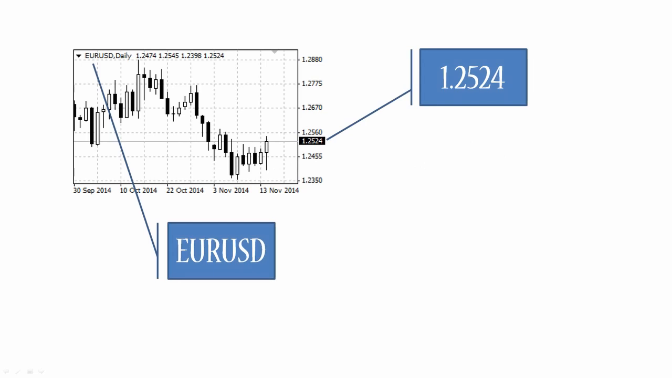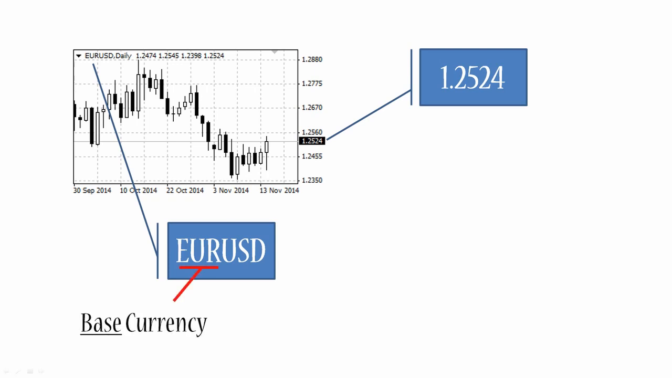So let's have a look at a chart. This is the euro-dollar daily chart, and you can see that the current price for the euro-US dollar is 1.2524. So what does that mean, and how do we understand that? Well, let's look at the currency pair at the bottom.